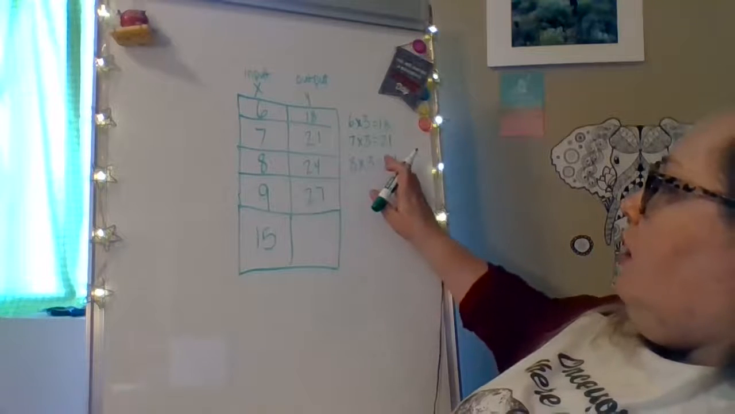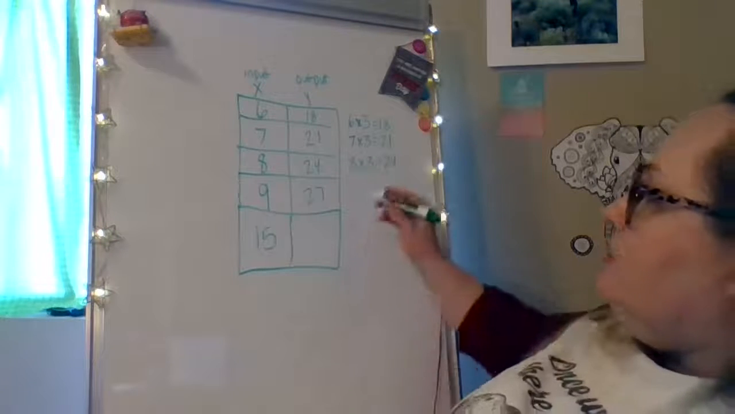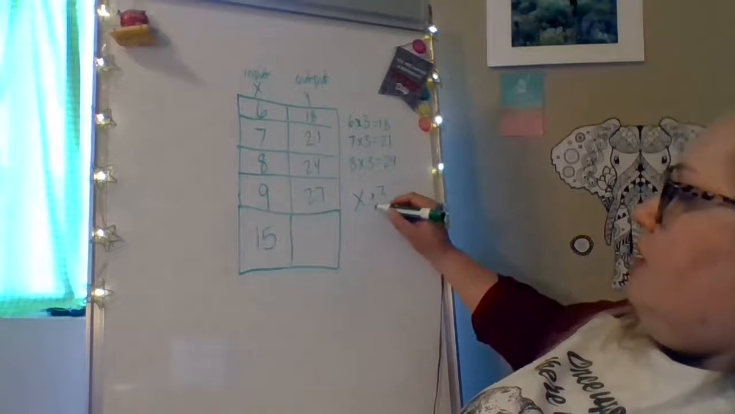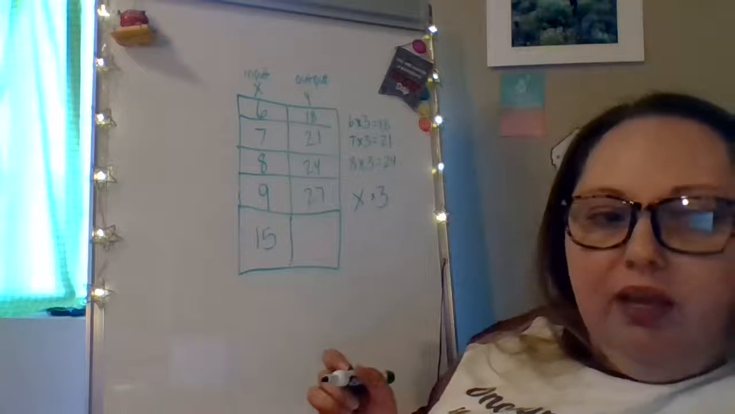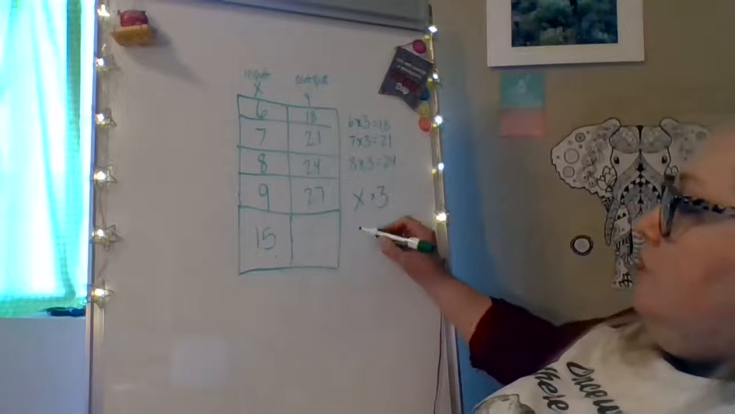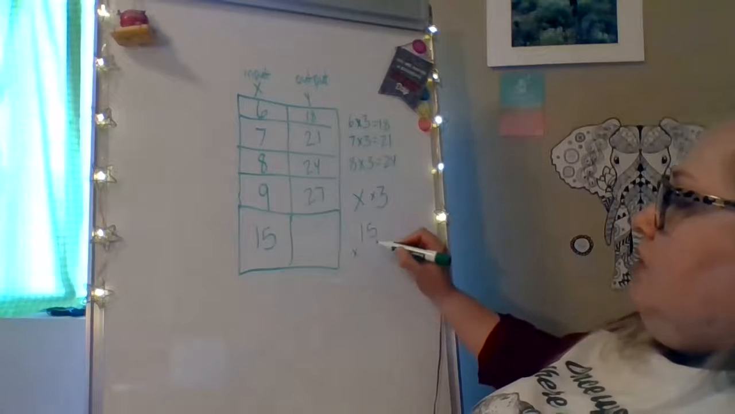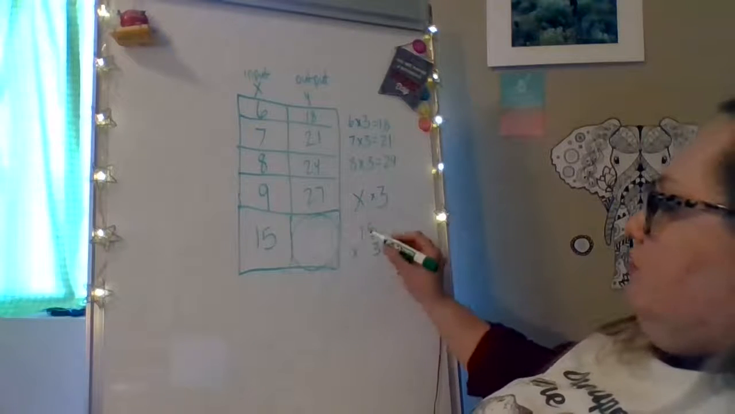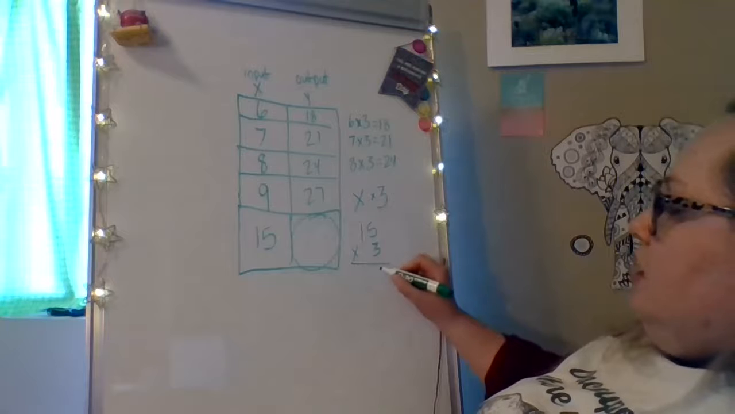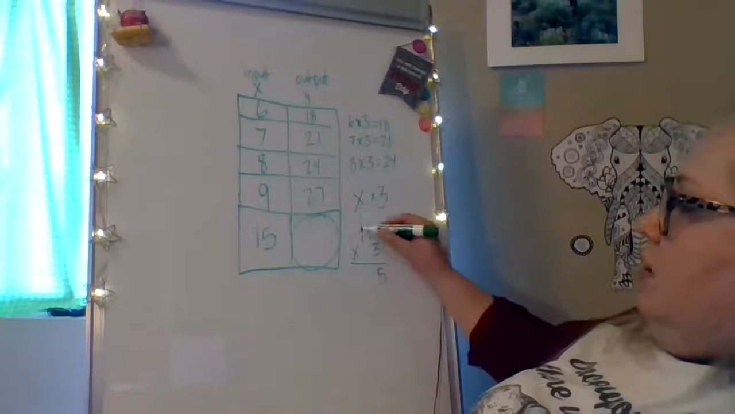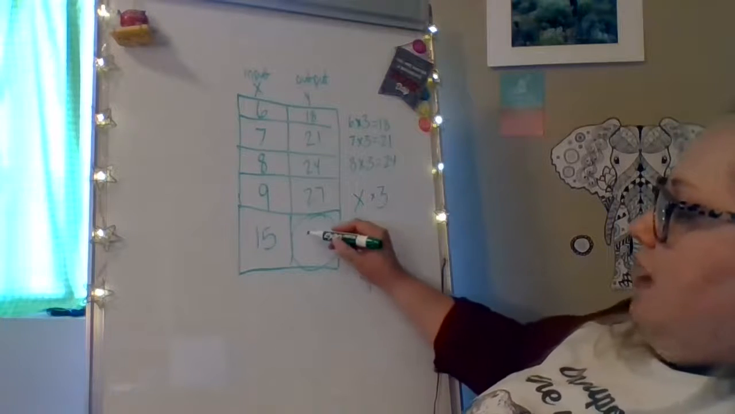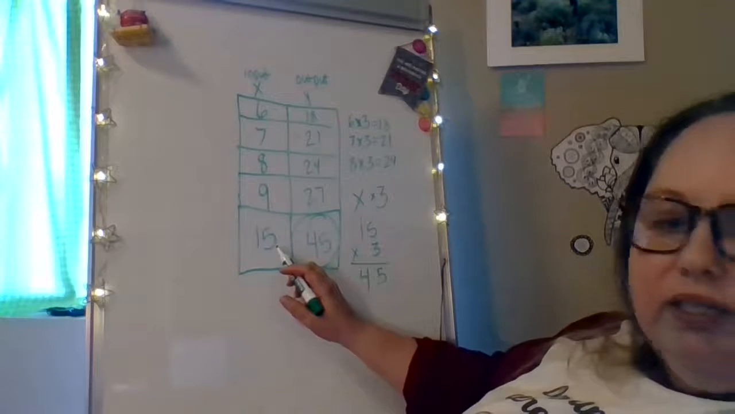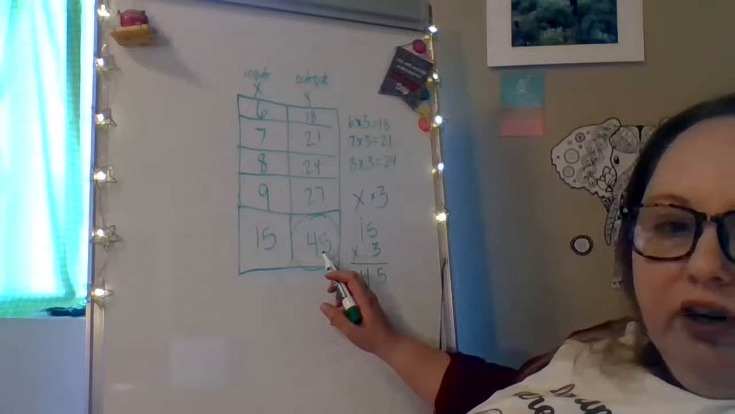So it looks like our expression for this table is going to be x times 3 equals y. Okay, so let's do that for 15. So we're going to do 15 times 3 to get our output right here. So 15 times 3, so 5 times 3 is 15, and 3 times 1 is 3, so I get 45. So my answer for if he buys 15 toys, the cost will be $45.